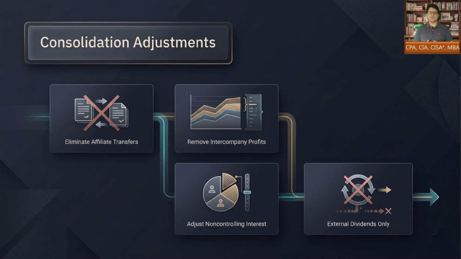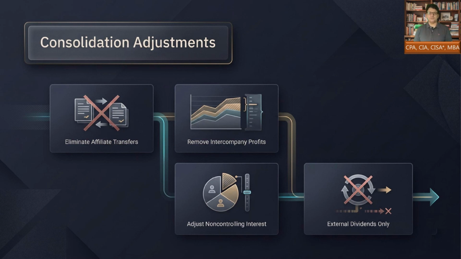Consolidation also requires a filter mindset. Only cash flows with external parties survive in the consolidated statement of cash flows. Transfers between the parent and subsidiary or between subsidiaries are internal movements inside the consolidated group and must be eliminated. The same logic applies to intercompany dividends and unrealized intercompany profits. If a subsidiary pays a dividend to the parent, that may be cash movement in the separate books, but from the consolidated group's perspective, cash simply moved from one pocket to another pocket of the same coat. It is not an external financing outflow.